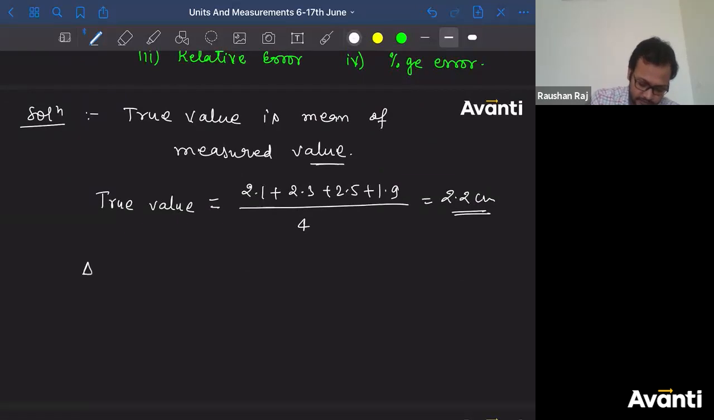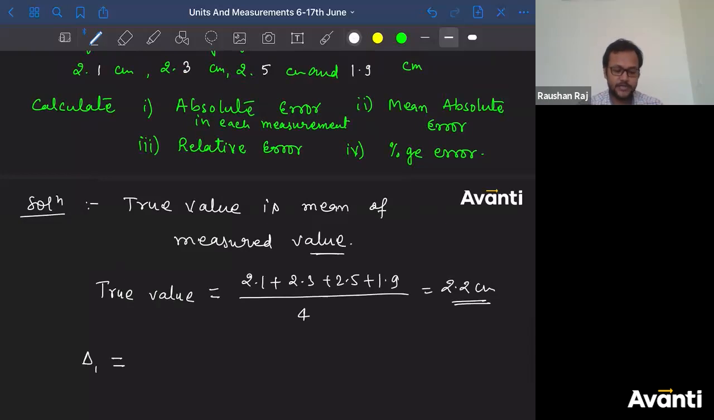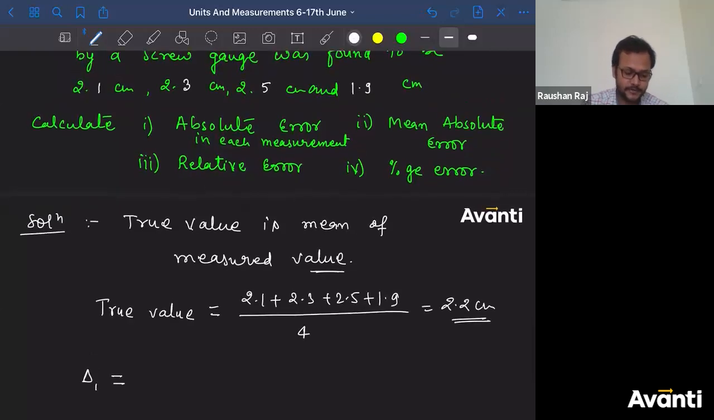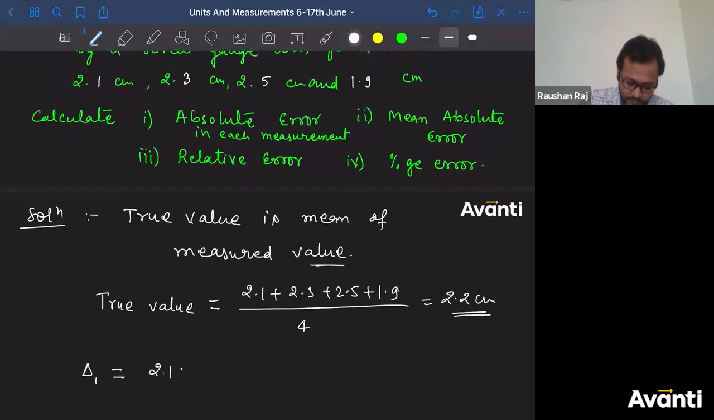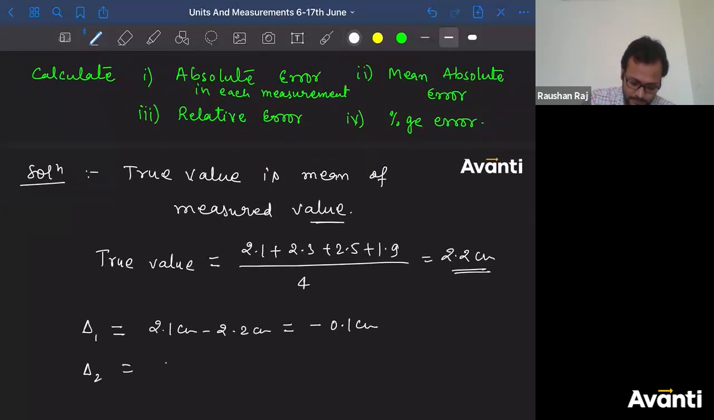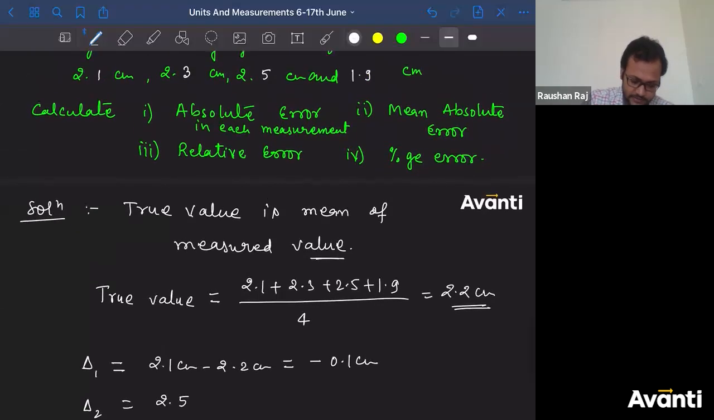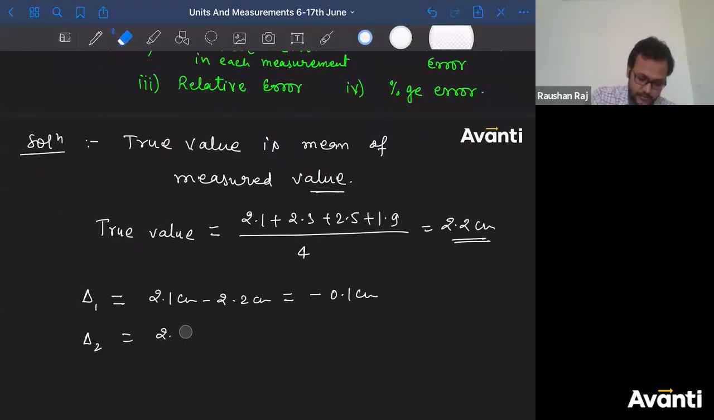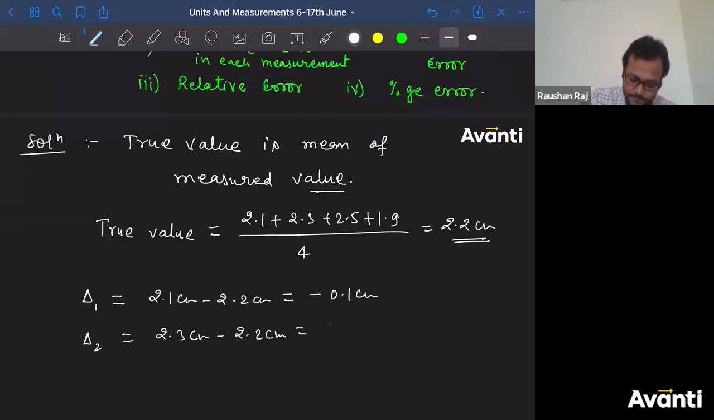Tell me what is the absolute error in the first measurement, when you are measuring it for the first time. It will be 2.1 centimeter minus 2.2 centimeter, so the answer will be minus 0.1 centimeter. Second, 2.3 centimeter minus 2.2 centimeter. The answer will be plus 0.1 centimeter.